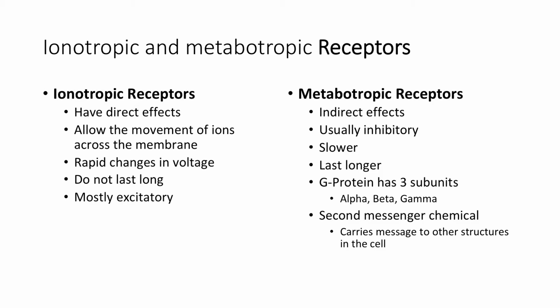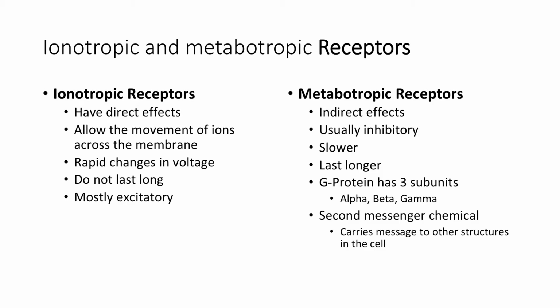Okay, so now we talked about the different groups of neurotransmitters. Let's talk about the two types of receptors. Whenever a neurotransmitter is released from the presynaptic membrane, it diffuses over from one cell to the next, and then it binds to a receptor on the postsynaptic membrane. However, what happens next depends on the receptor, and there are two types of receptors. We have the ionotropic receptors and the metabotropic receptors.